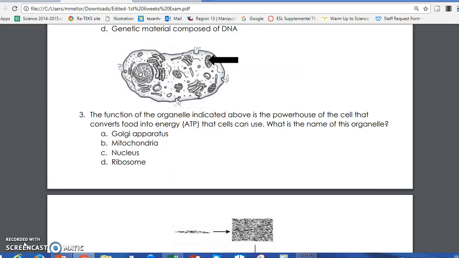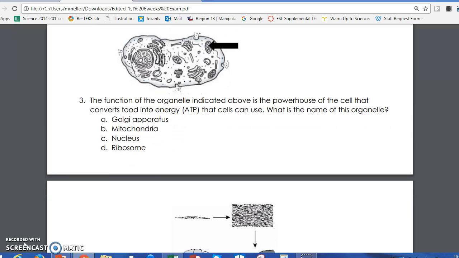Number 3. The function of the organelle indicated above is the powerhouse of the cell that converts food into energy, ATP, that cells can use. What is the name of this organelle? A. Golgi apparatus, B. Mitochondria, C. Nucleus, D. Ribosome.